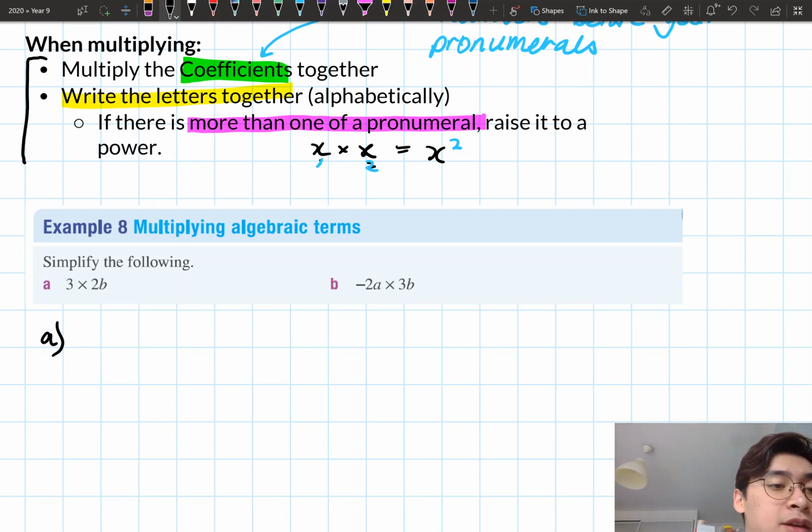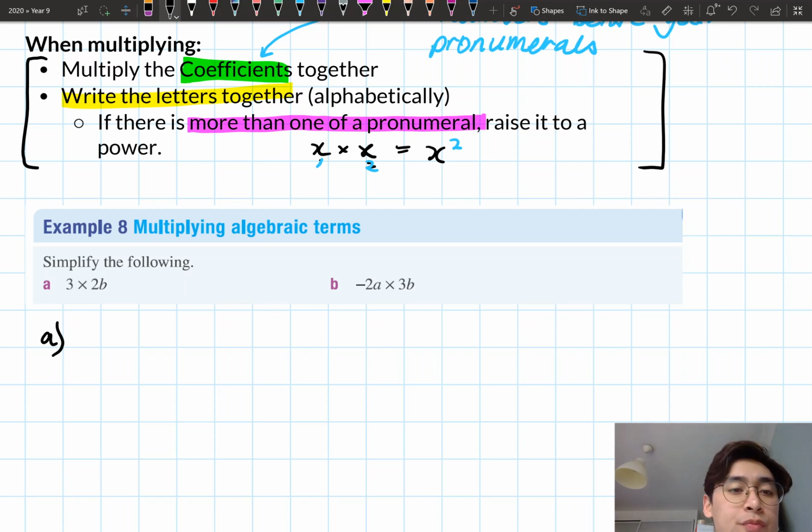Now here, if I'm doing 3 times 2b, I'm going to go through the steps that I've written down over here. The first step is I'm going to multiply the coefficients together. I'm just going to multiply the numbers together. Let's have a look at this example. I've got 3 here and 2 here. All I'm going to do is multiply those two together.